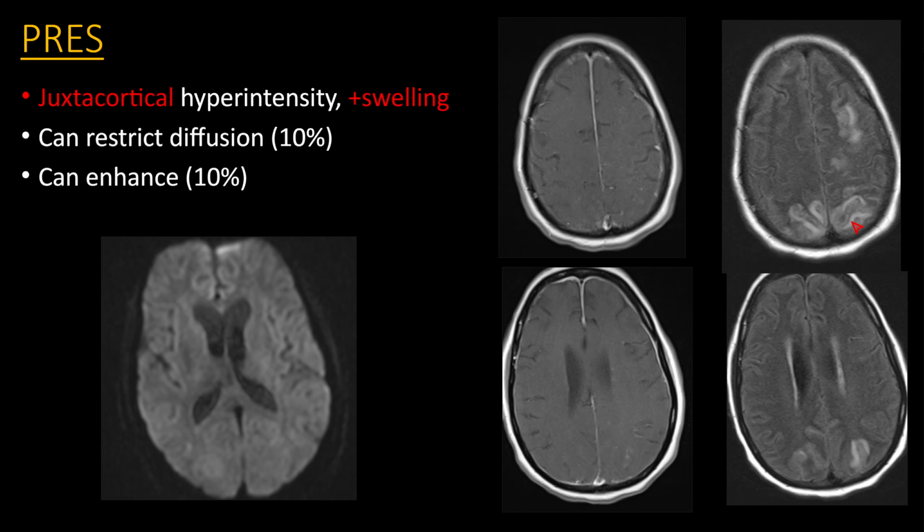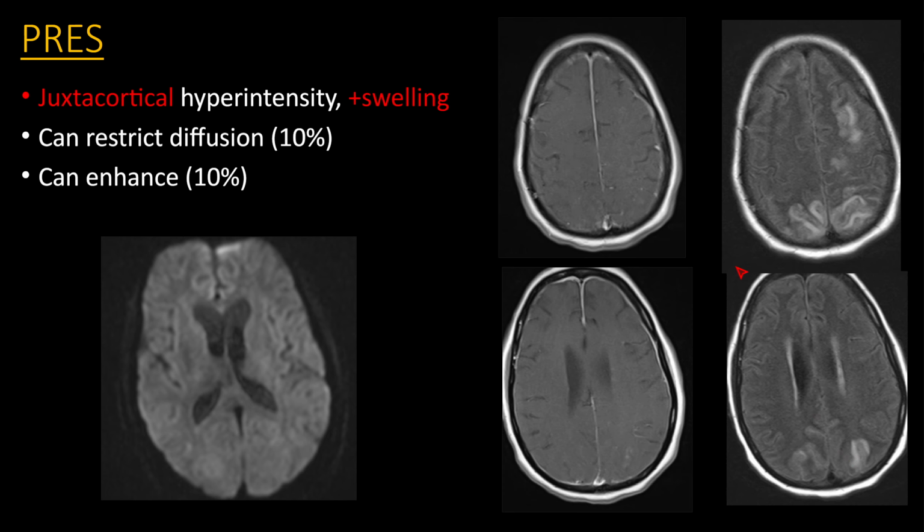So here's a case of PRES. You have these juxtacortical hyperintensities. Clearly, there's hyperintensity in the immediate white matter next to the cortex, and the cortex itself is also probably hyperintense, and the affected parts of the brain look kind of swollen. The involvement is more posterior predominant, and in particular, parietal and occipital lobes involvement is pretty characteristic.